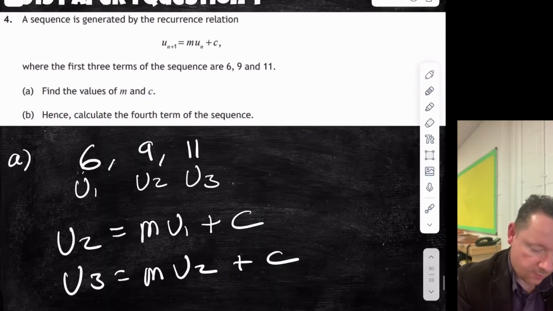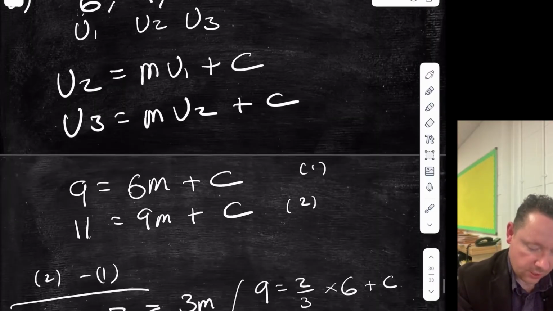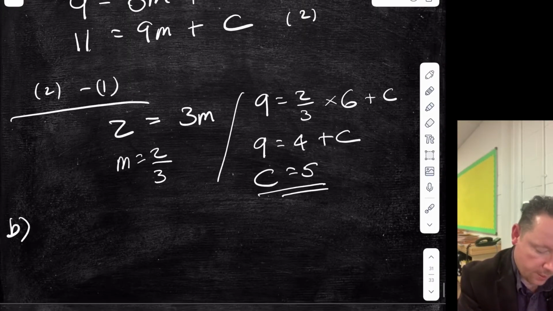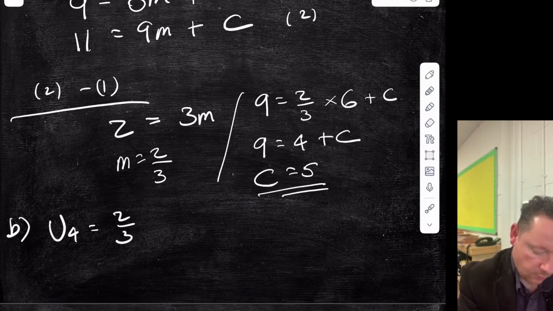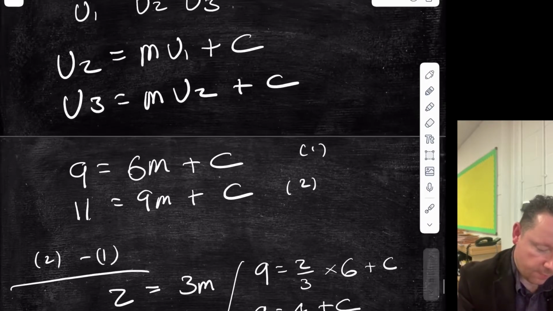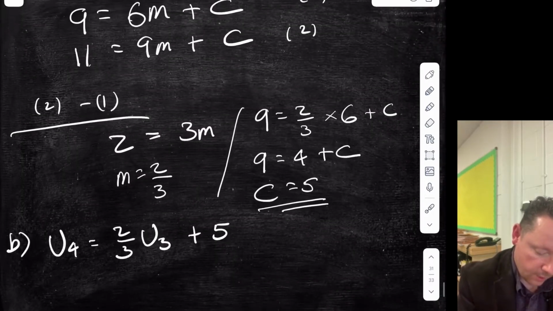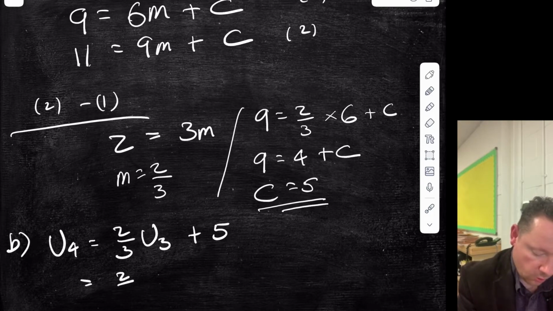It then says part B, calculate the fourth term of the sequence. So for part B, u4 is equal to m, which is 2/3, times u3 plus c, which is 5. And u3, remember, the third term was 11. So that equals 2/3 of 11 plus 5.